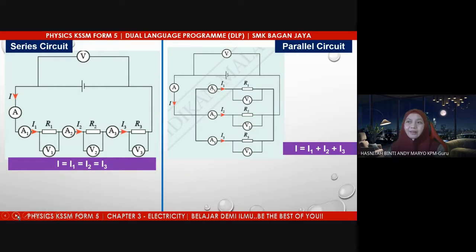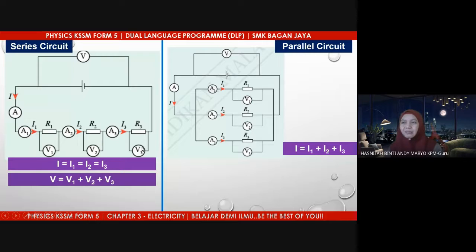Okay, current. Second, how to find the voltage or potential difference in the circuit. For series, V is V1 plus V2 plus V3. Okay, this one, let's say the reading is 1. Here the reading is 2. Here the reading is 3. So the total is 6. Okay, for series, V equals V1 plus V2 plus V3.